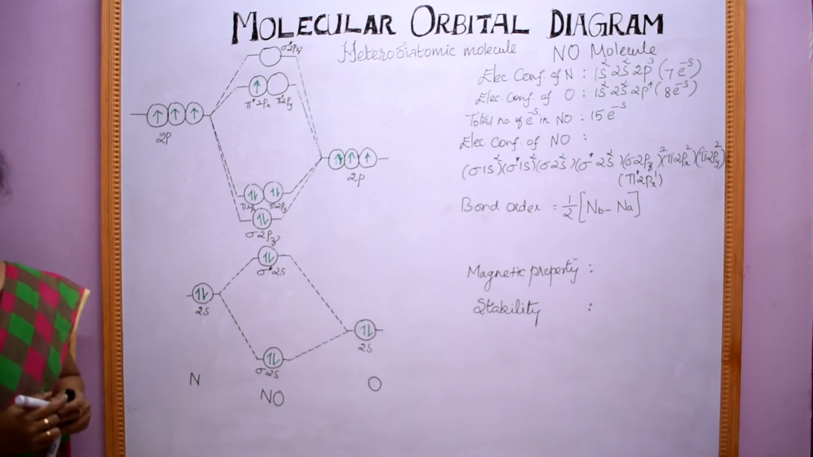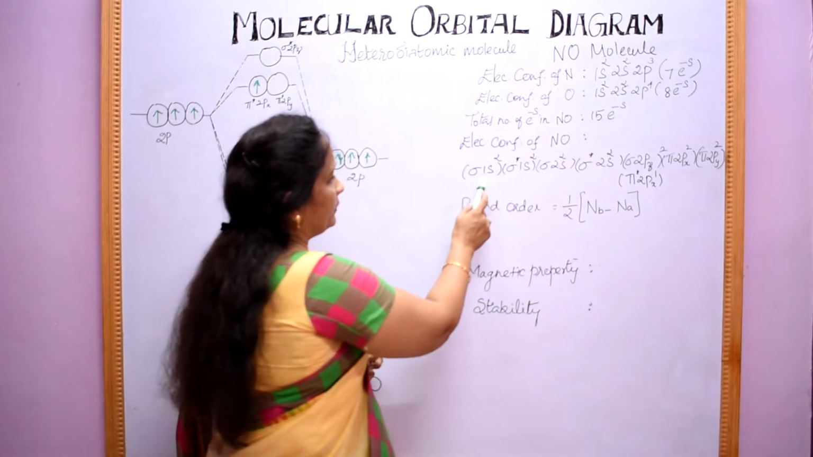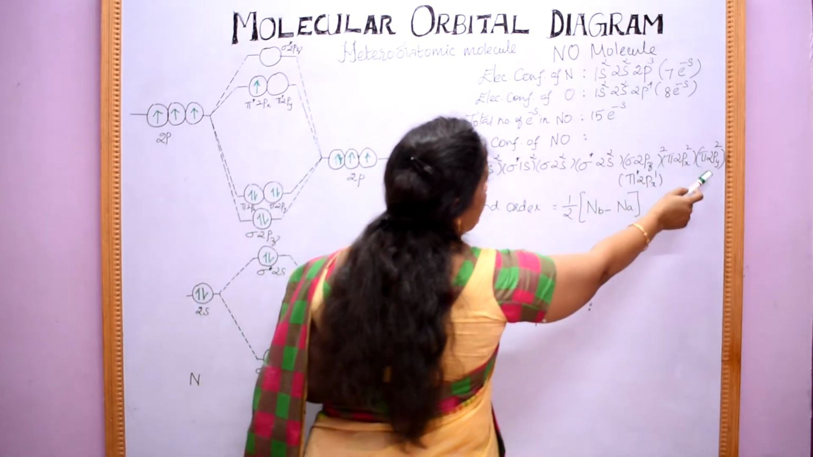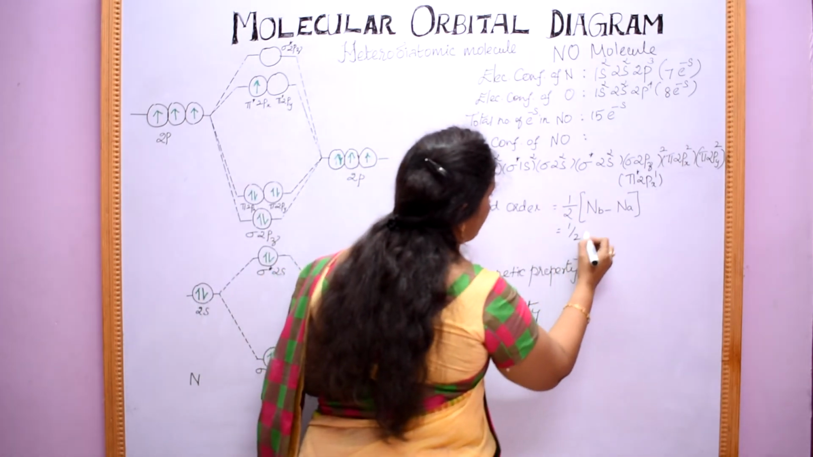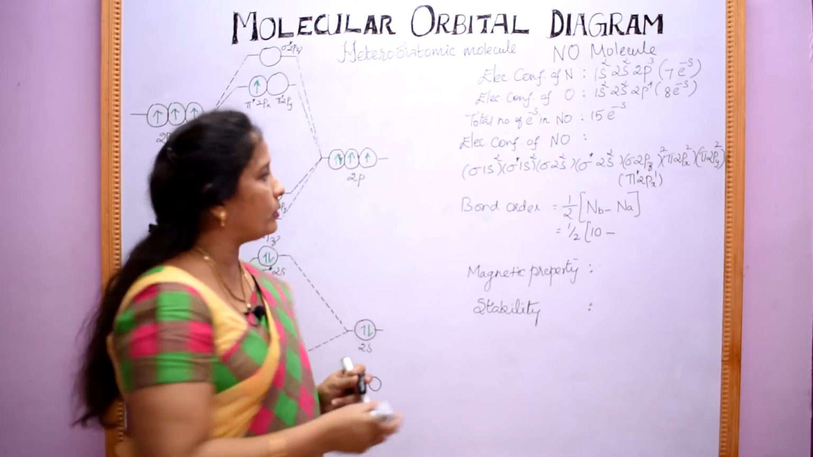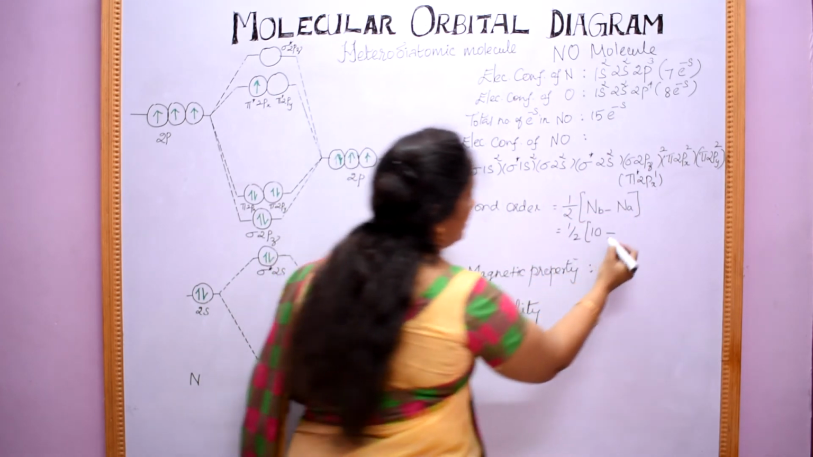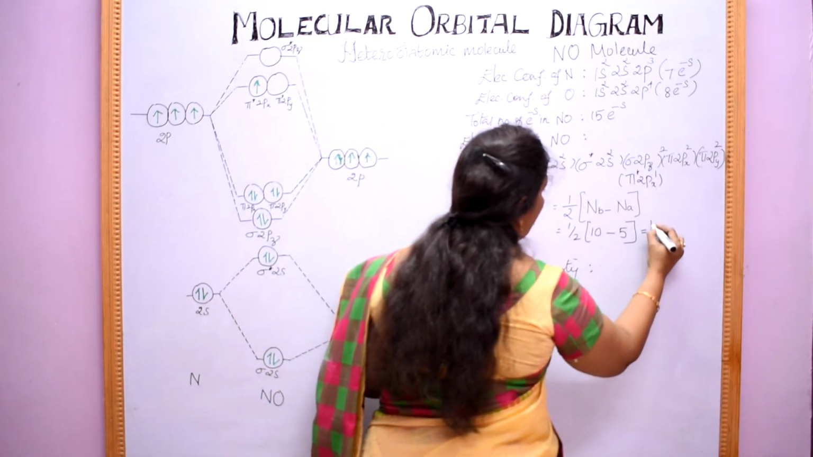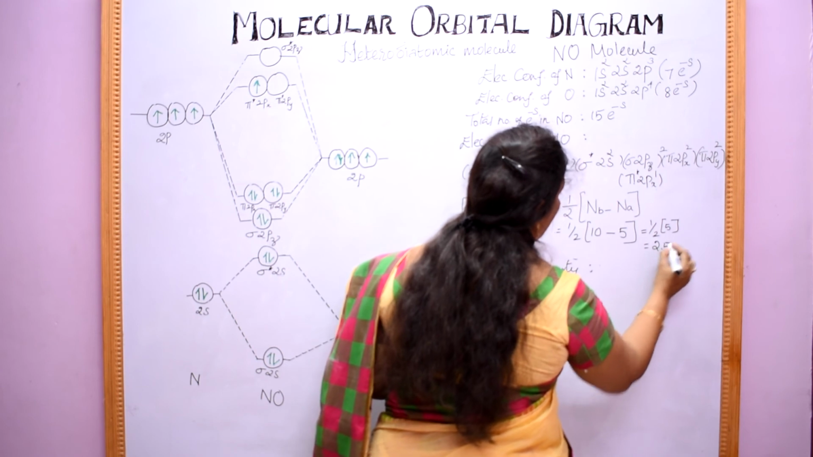Now let us calculate the bond order. Calculate the number of electrons in the bonding orbitals: 2, 4, 6, 8, 10. So there are 10 electrons in the bonding orbitals. Calculate the number of electrons in the anti-bonding orbitals: 2, 4 plus 1, 5. So there are 5 electrons in the anti-bonding molecular orbitals. Therefore, the bond order is 2.5.